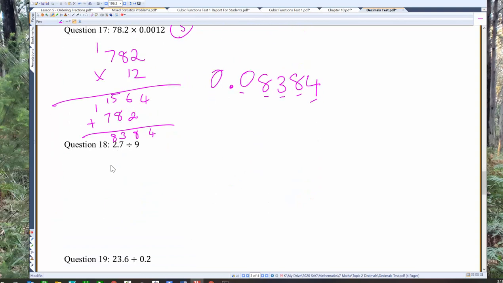2.7 divided by 9. So we're going to put 9 into 2.7. Decimal point goes there. 9 doesn't go into 2. 9 goes into 27 3 times. Our answer to this, 0.3.